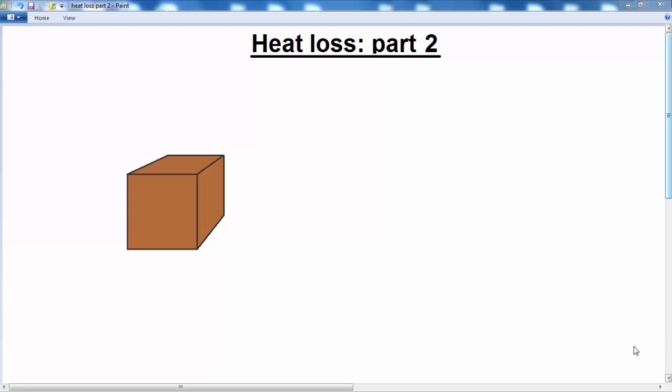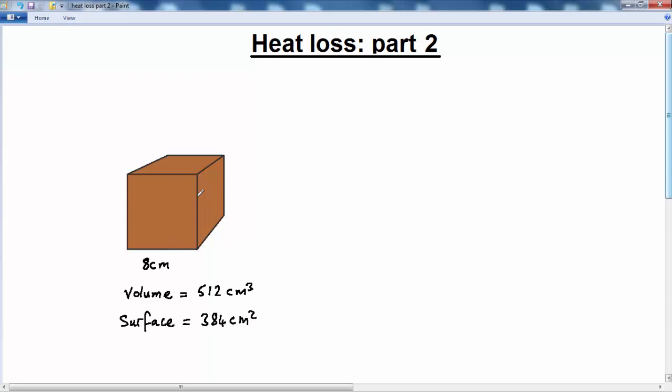In this lesson we're going to continue to look at the heat loss problem. This time we're going to look at how the shape of an object can affect the rate at which it loses heat. To illustrate this, we've got the cube from the previous lesson, and we remember that its side is 8 centimeters long. So its volume will be 8 by 8 by 8, which is 512 cubic centimeters. And we can calculate its surface area: 8 by 8, which is 64, multiplied by 6, which is 384 centimeters squared.